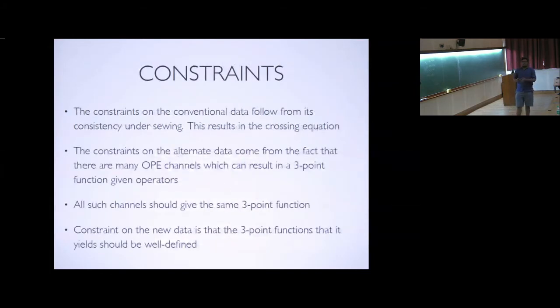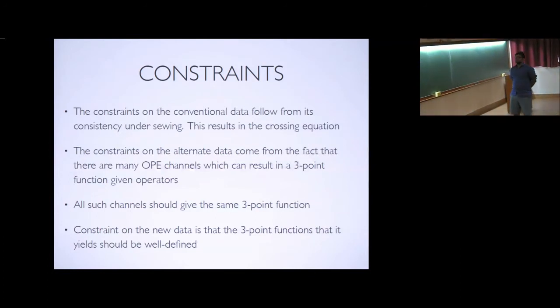Now, of course, all these data obey constraints. I just pointed out that the conventional data obeys a constraint coming from consistency under sewing, and that is the crossing equation. So similarly, there is a constraint on the data that I proposed, which is the n point functions of phi. Namely, there are many OPE channels that give you a desired three-point function of desired operators. And all those OPE channels should give the same three-point function. So that is the non-trivial constraint that these n point functions of phi should obey. So if one wants to solve for, yes, please.